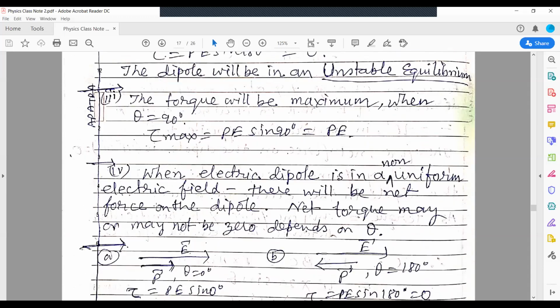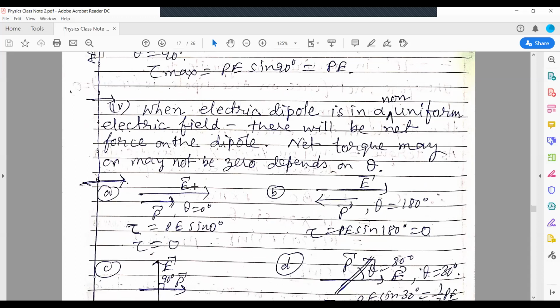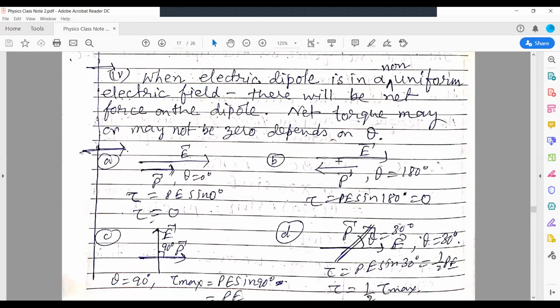When an electric dipole is in a non-uniform electric field, it is often asked what will happen if the electric dipole is not placed in a uniform electric field but in a non-uniform electric field. At that time, there will be a difference in the electric field strength at the different points. Therefore, the net force will not be zero. That means it will not be in translational equilibrium. Net torque may or may not be zero. That depends upon theta.